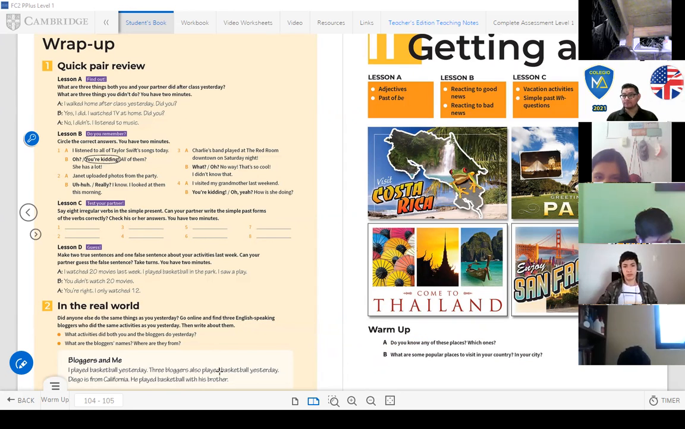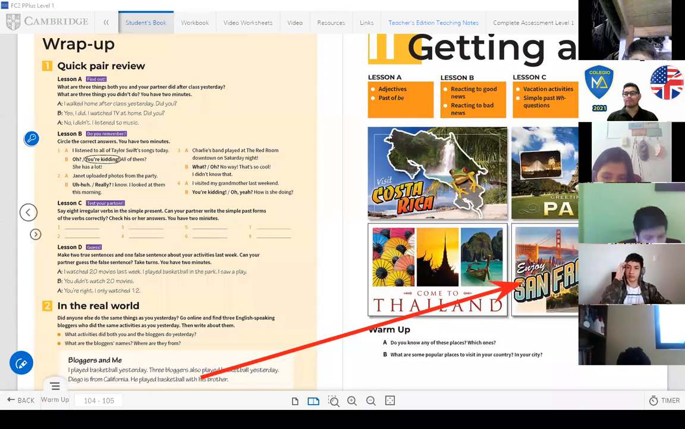Did you know? Have you heard about Costa Rica? Yeah, right? This is in the Caribbean. Now, what about Paris? Yeah, it's very common, right? You have here the Eiffel Tower. And finally, Thailand, no? Yeah, I think that you have heard about Thailand too. And what about San Francisco in the United States? This is a very popular city too, yeah?